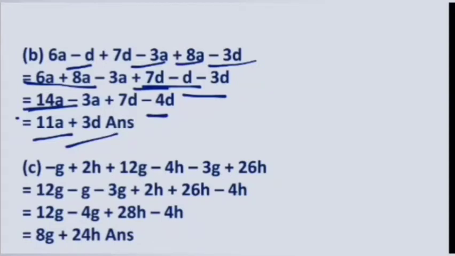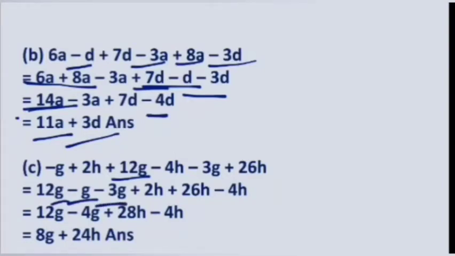That's the answer. So let's take C. We have minus g plus 2h plus 12g minus 4h minus 3g plus 26h. As usual, you collect all the terms with a positive sign. So let's begin with the g alphabetically. We normally do that alphabetically. So we have 12g, which is the first positive term, no other positive term in the g letter, followed by minus g, then minus 3g.